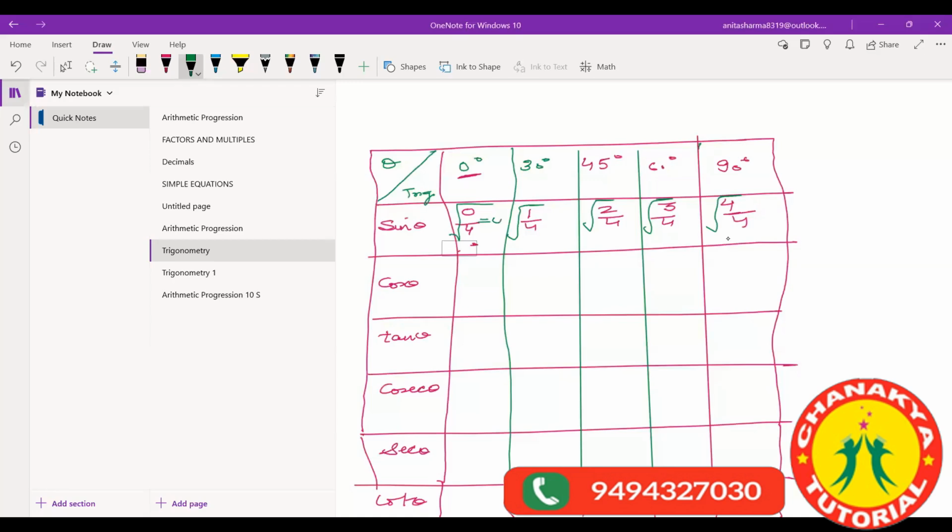So, 0 by 4 will be 0. 1 by 4 will be equal to 1 by 2. And 2 ones are 2, 2 twos are 4, so 1 by root 2 will be the value for sine 45. Then sine 60 will be root 3 by 2. And 4 by 4 is 1, so square root of 1 will be 1.